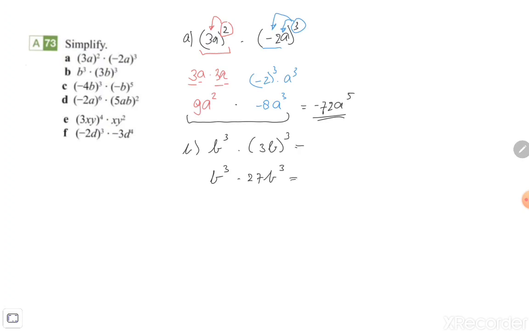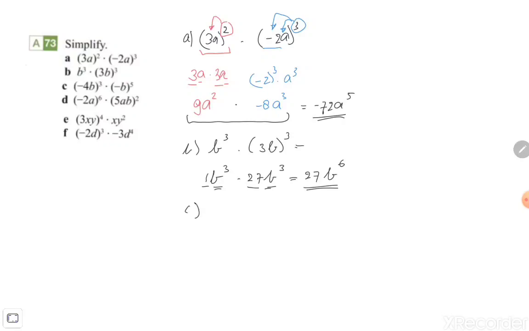Alright, now we need to multiply. In front of the b to the power of 3, there's a number 1. So 1 times 27 is 27. And then b to the power of 3 times b to the power of 3 is b to the power of 6. So that's the answer from exercise B.